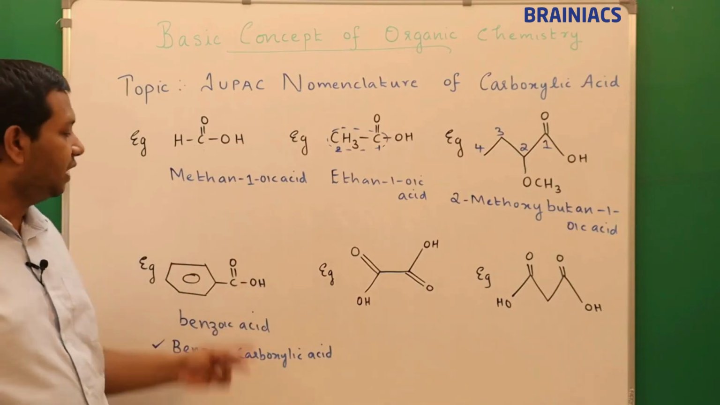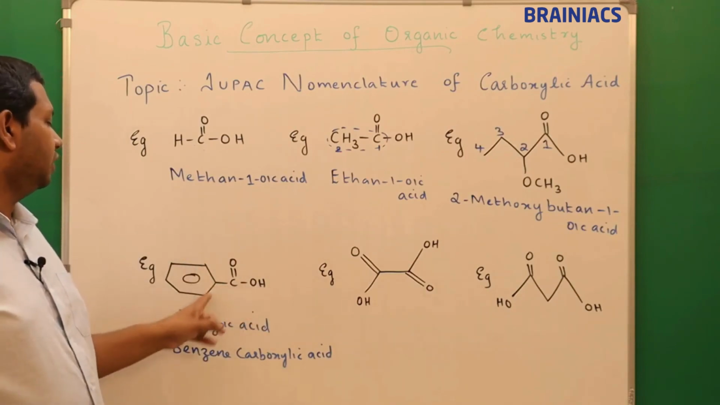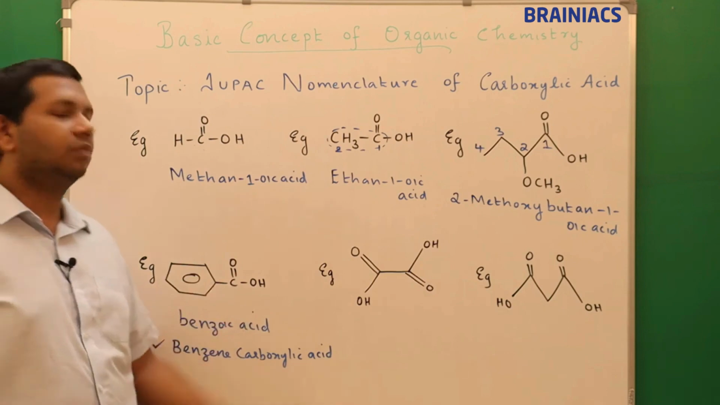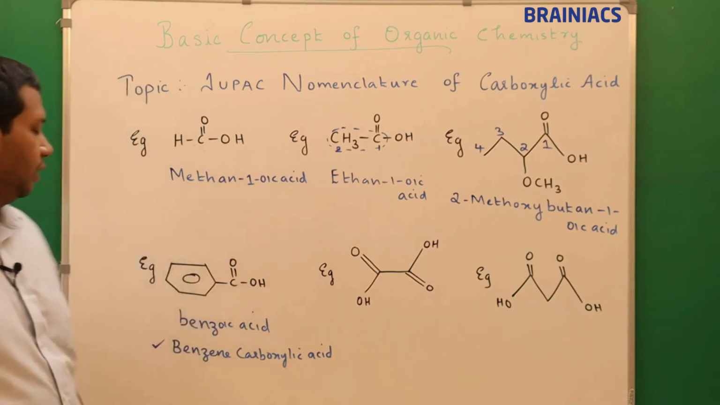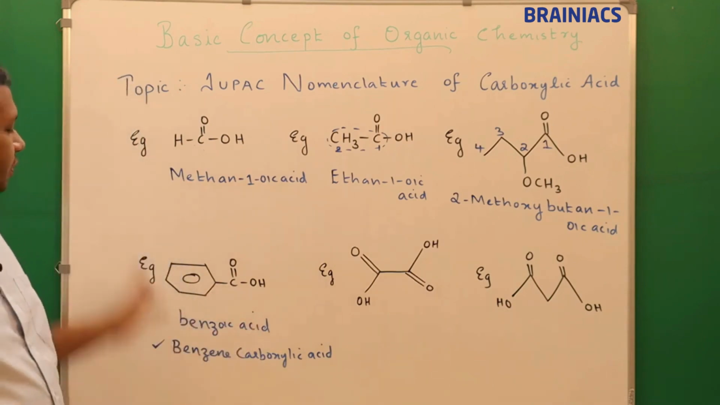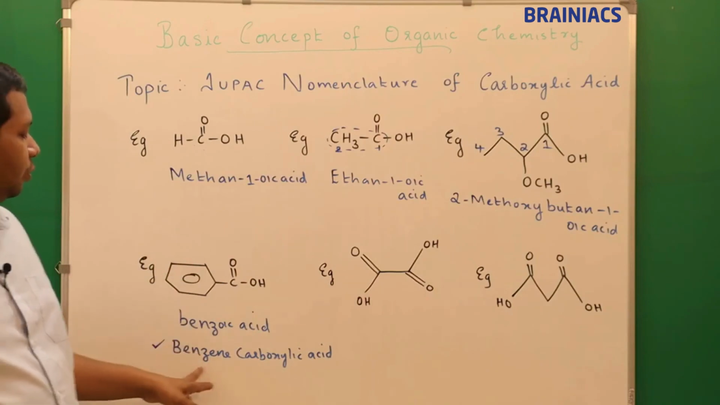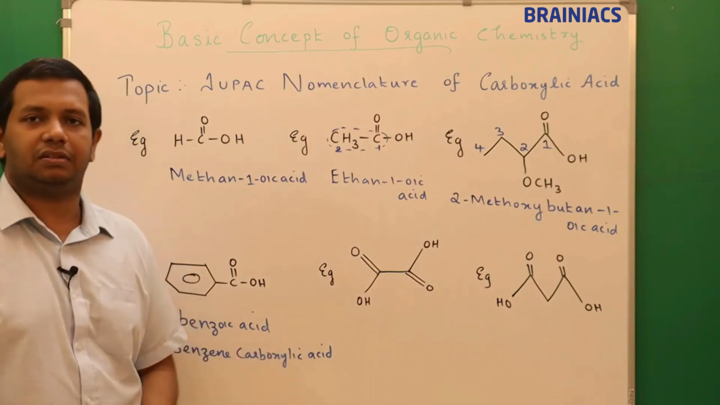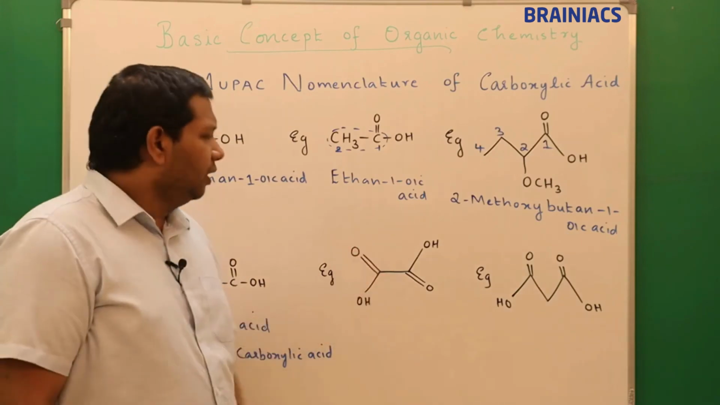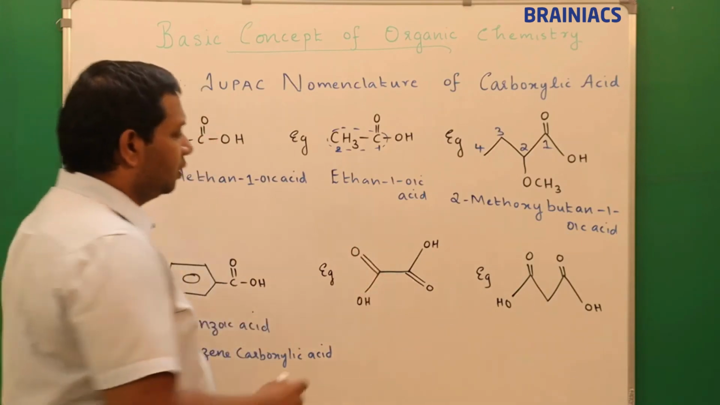What is the logic behind that? Because this carbon is not included in the parent chain. In that case, we use the term carboxylic acid. Understood? So these are the two possible names. Suppose in an exam they give both, you give preference to benzene carboxylic acid. Okay.